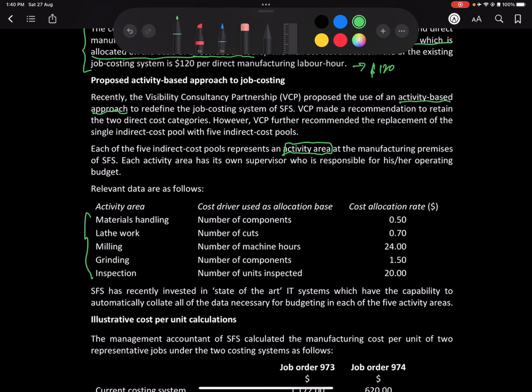Then the cost driver has an allocation base, right? So what is the cost driver? In terms of materials, it's the number of components. In terms of lathe work, it's the number of cuts. In terms of milling, it's the number of machine hours, right? In terms of grinding, it's the number of components. And then inspection is the number of units inspected. And then allocation rates are given as well.